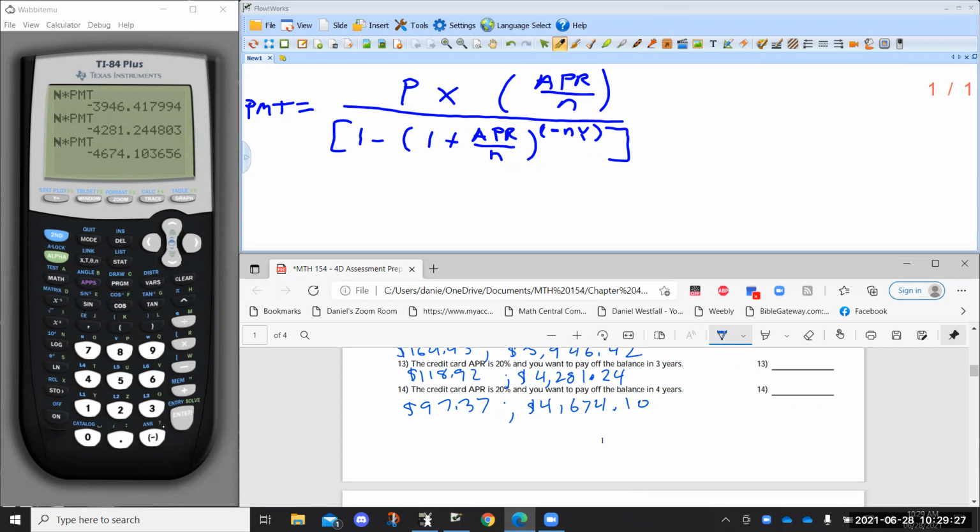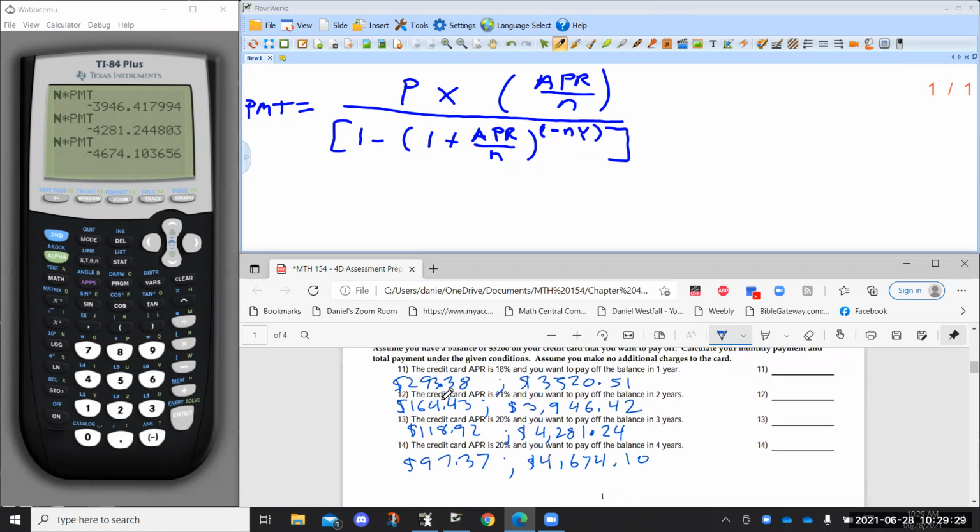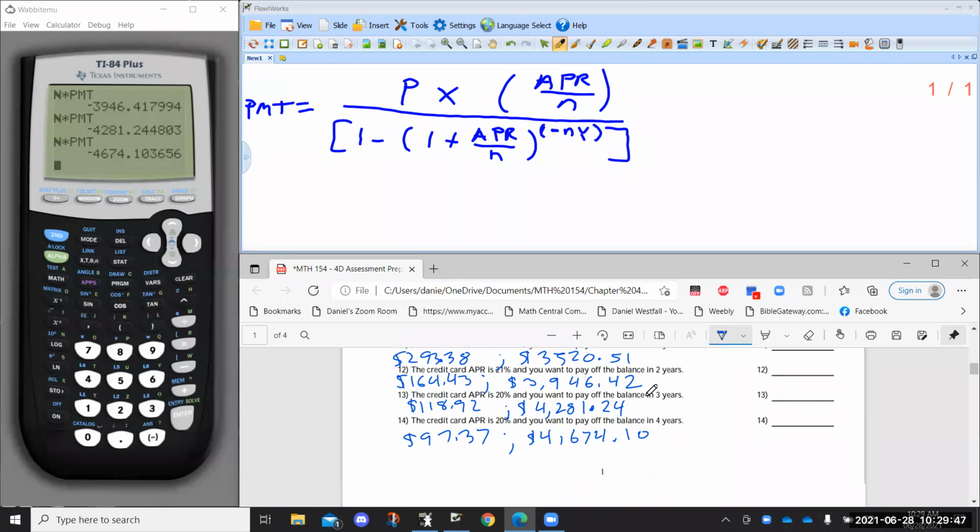So you can see that as you lower your monthly payment here, you are going to increase the amount that you're going to have to pay, because to decrease your monthly payment, you're going to have to increase your total number of payments, and there's going to be more interest calculated in that time.